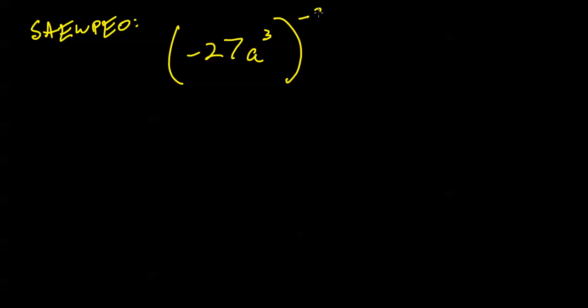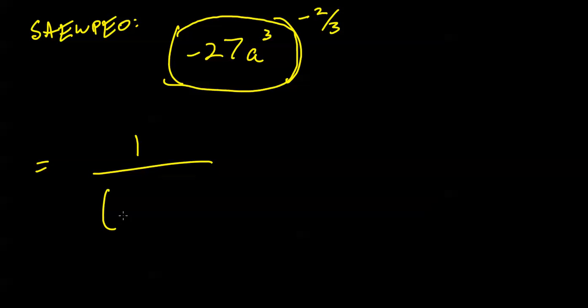Let's look at a variable expression, simplify and express with positive exponents only. Let's say I've got minus 27a cubed raised to the minus 2/3 power. Again, if I've got something raised to a negative exponent, I claim that's equivalent to 1 over that something raised to the positive exponent. Informally, I like to think of it as flipping downstairs and changing the exponent sign.